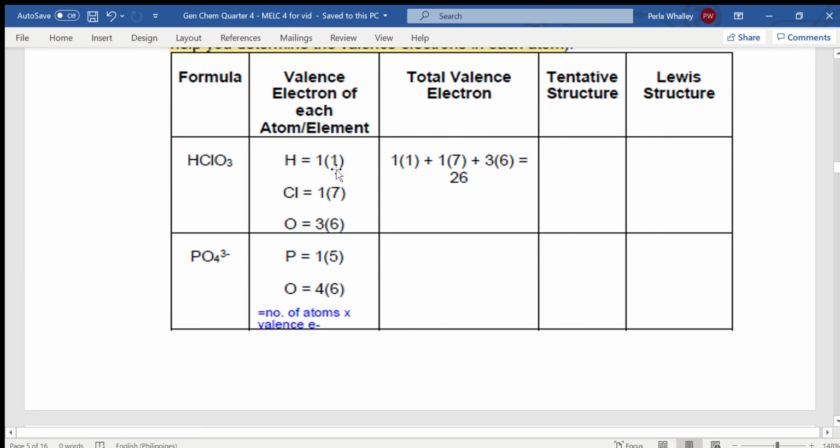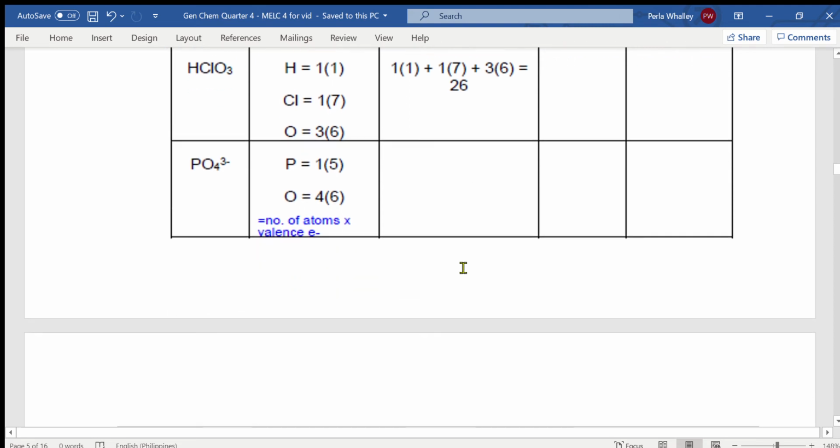Hydrogen belongs to group 1A, so valence is 1. Cl belongs to group 7A, valence is 7. Oxygen belongs to 6A, valence is 6. So we multiply and add. So 1 times 1, 1, plus 1 times 7, 1 plus 7 is 8, plus 3 times 6, 18, is equal to 26. Let's go to the next.